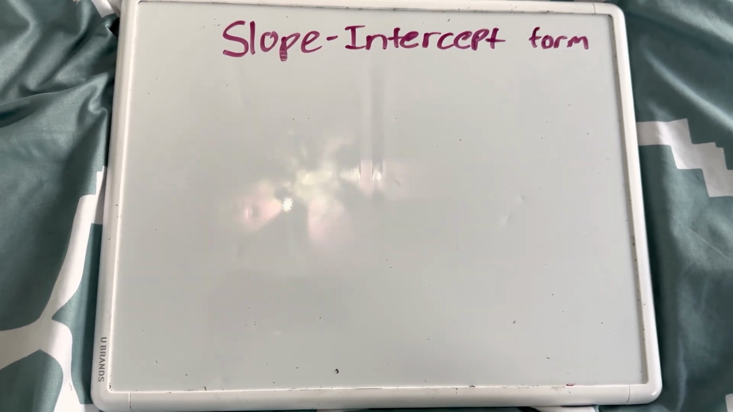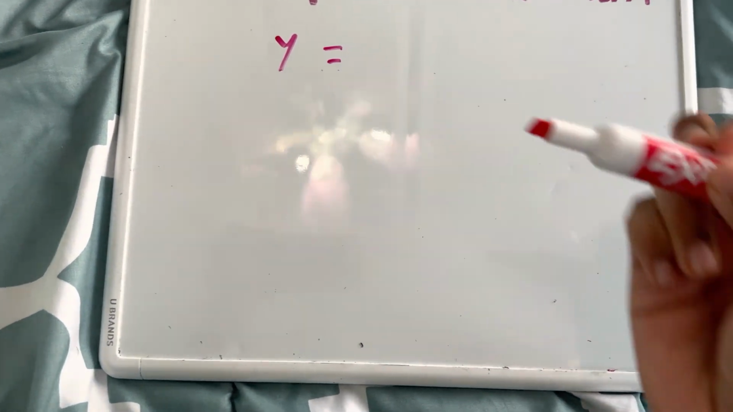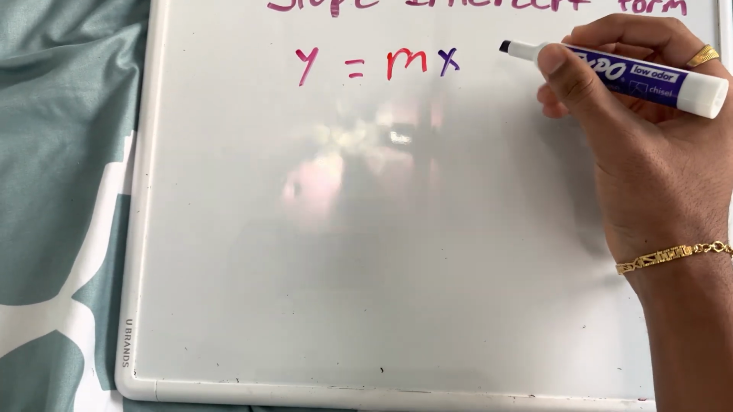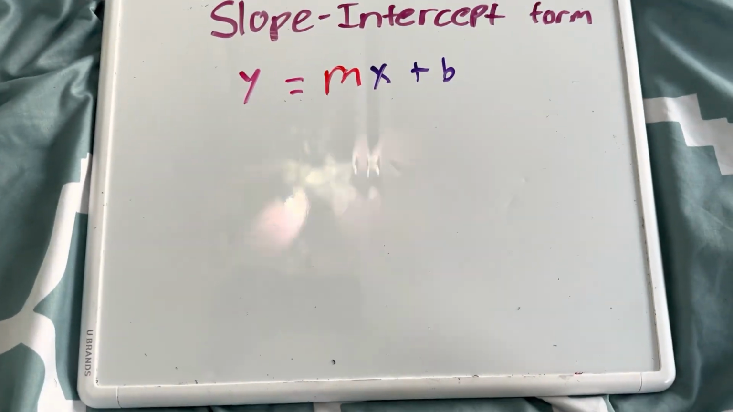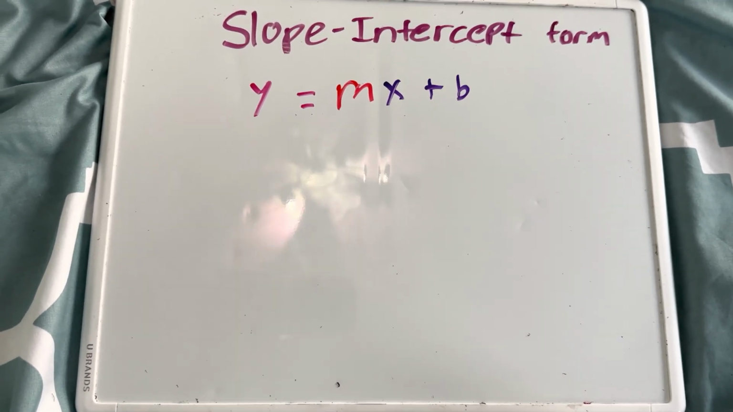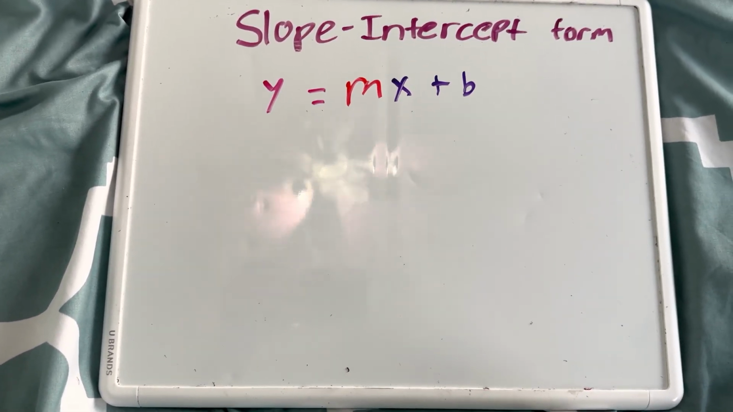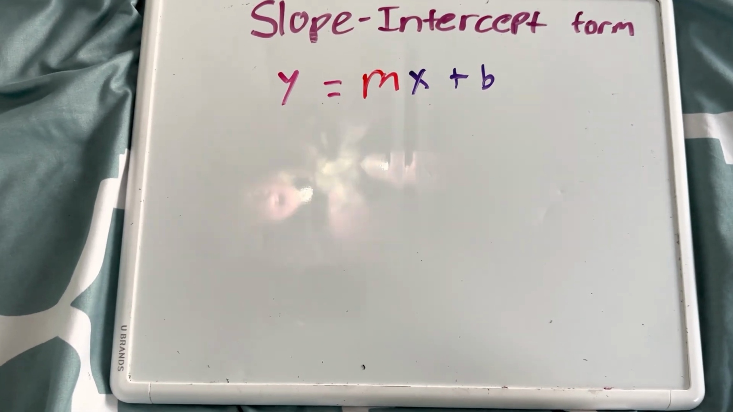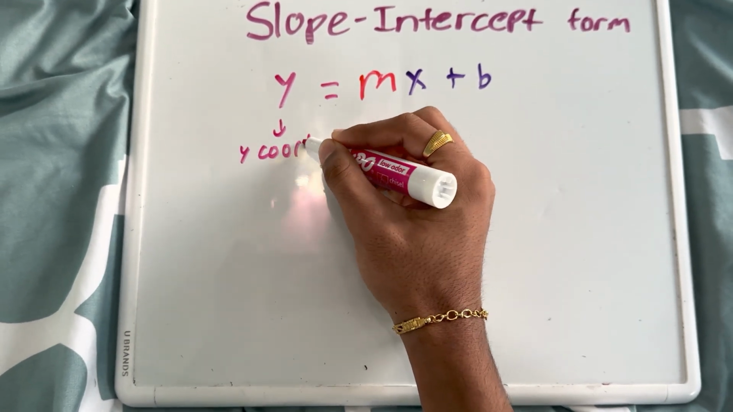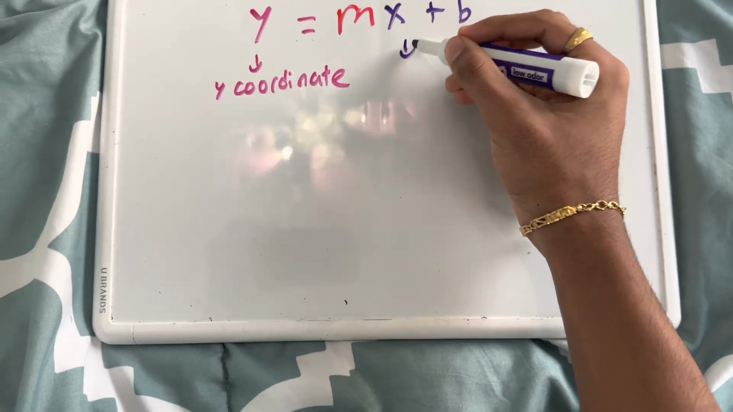Now, the way this equation goes is y equals mx plus b. Now, you may be asking, what do these letters mean? Basically, all of these letters are their own individual variable, which basically means that they hold some value. Now, to start off with, the y is basically the y coordinate. And on that note, we should also do x, which is the x coordinate.